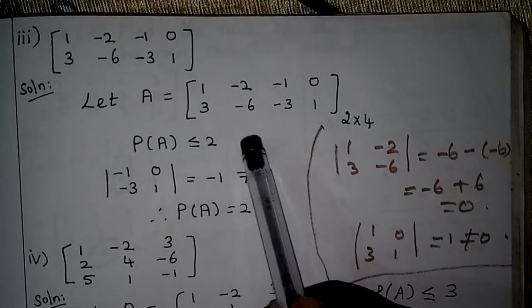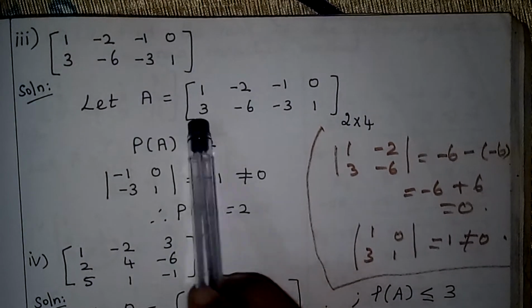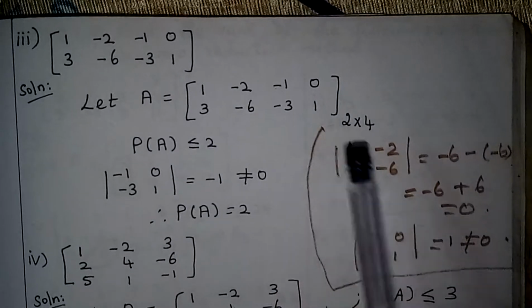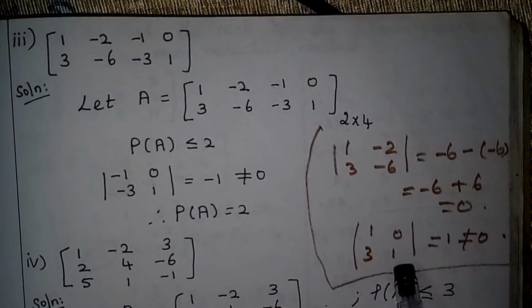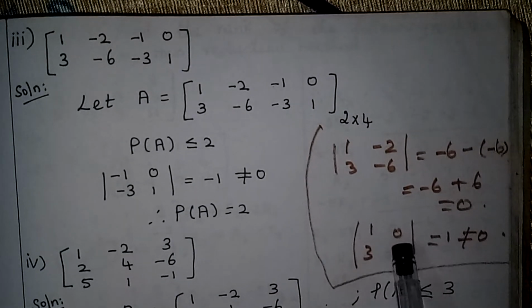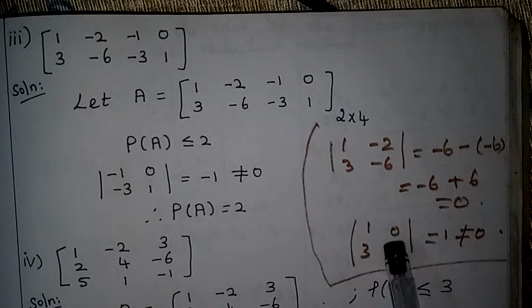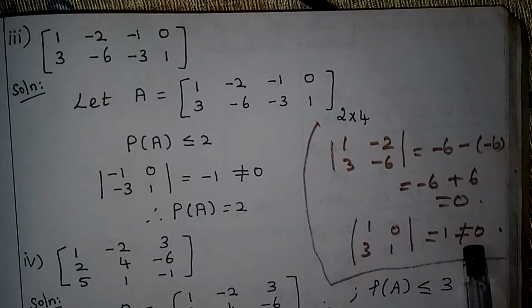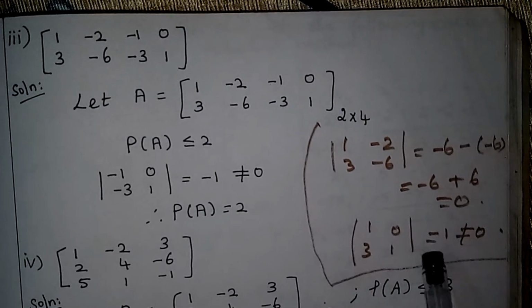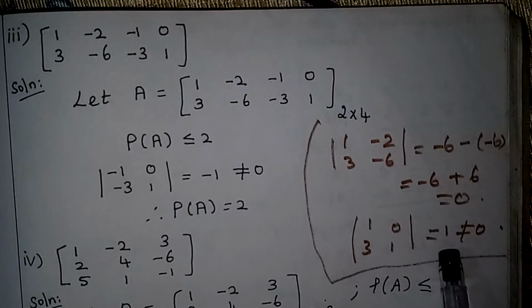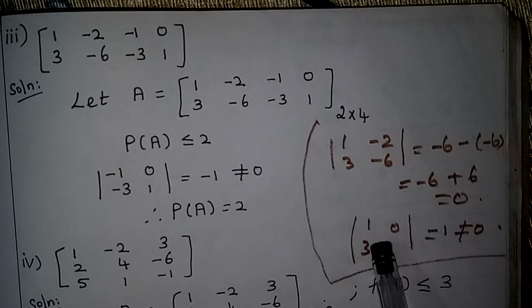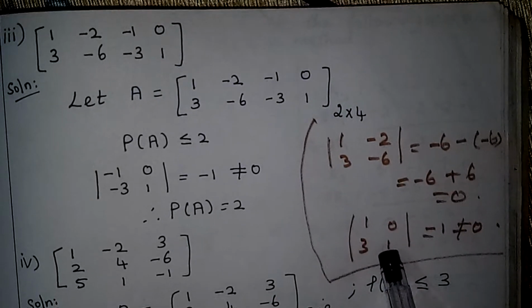So if I take the first and last, what I will get is 1, 3, 0, 1. It is 1 minus 3. Okay. So here that is 1 minus 0. So it is 1. It is not equal to 0. So what you can say, the rank of A is equal to 2. Not equal to 0 means the rank will be the order of the given matrix.